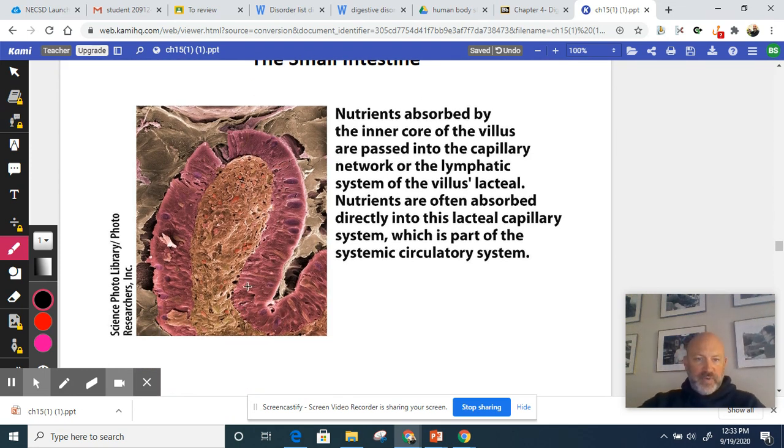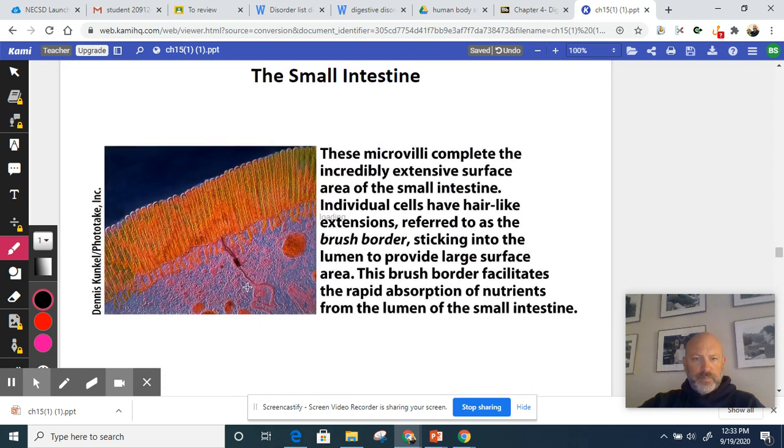This is just another image. Here, if we look up close, this is really zoomed in on one cell. This would be one columnar epithelial cell. This is one cell.